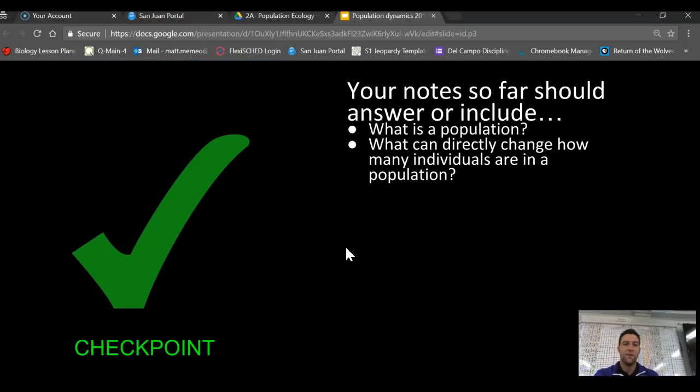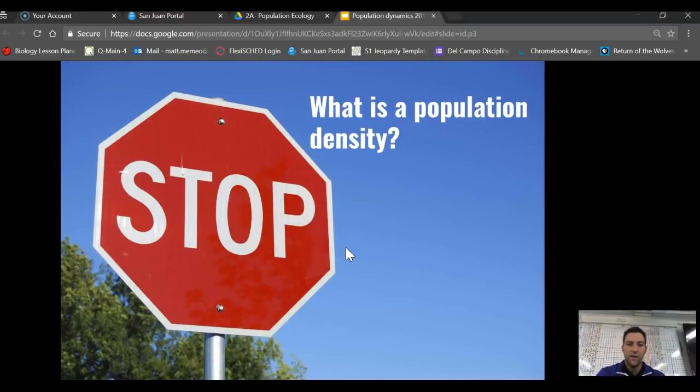So in your notes, just to double check, you should know what a population is by now. You should also have those direct factors. So this is going back to target 1. What can directly change the number of individuals in that population? And that would be birth rate, death rate, immigration, and emigration. So that would be target 1.